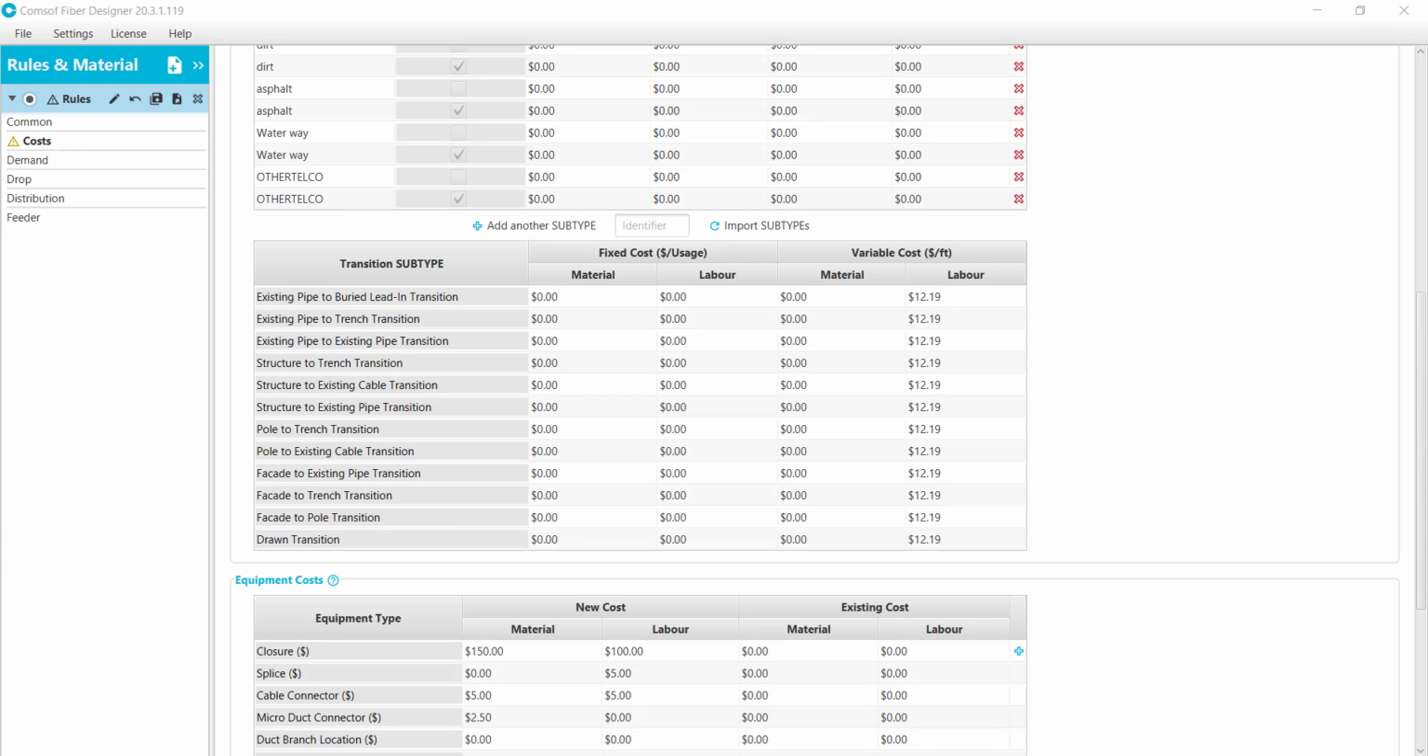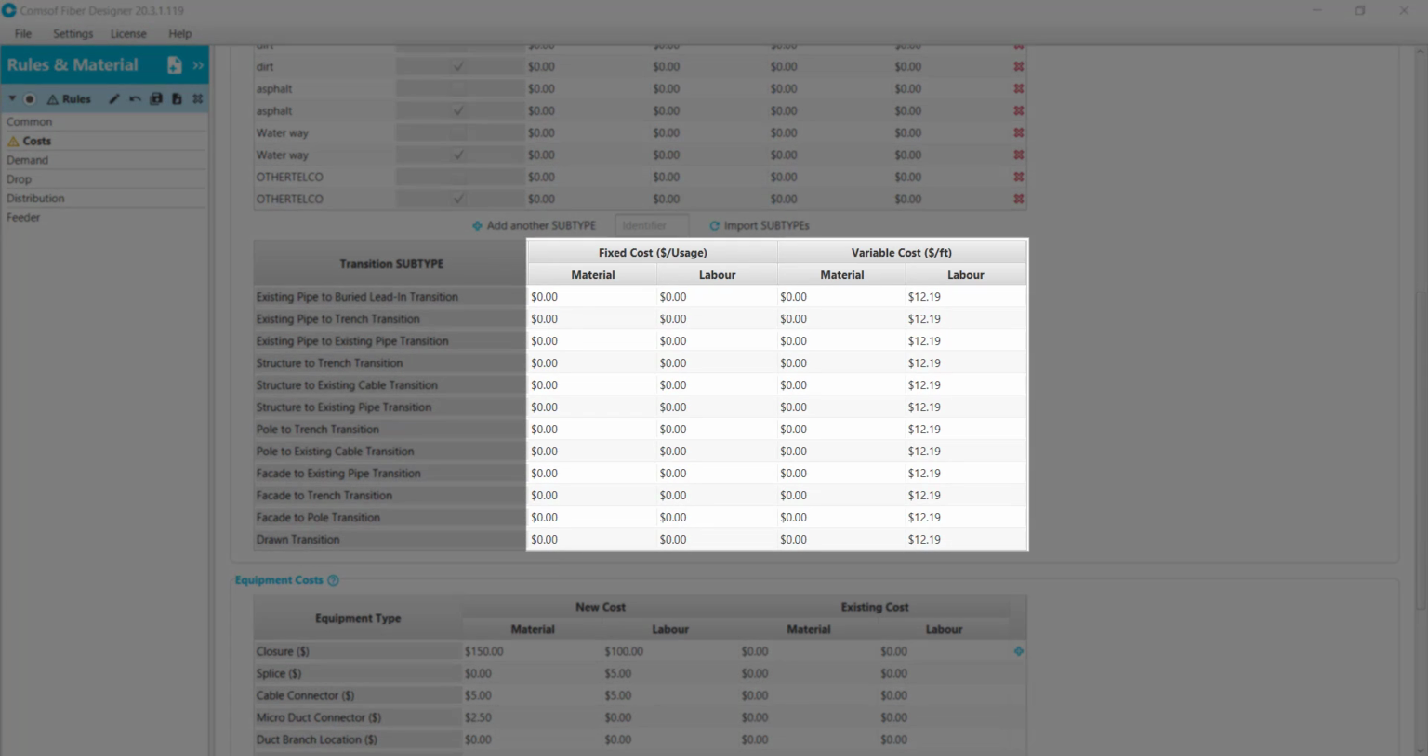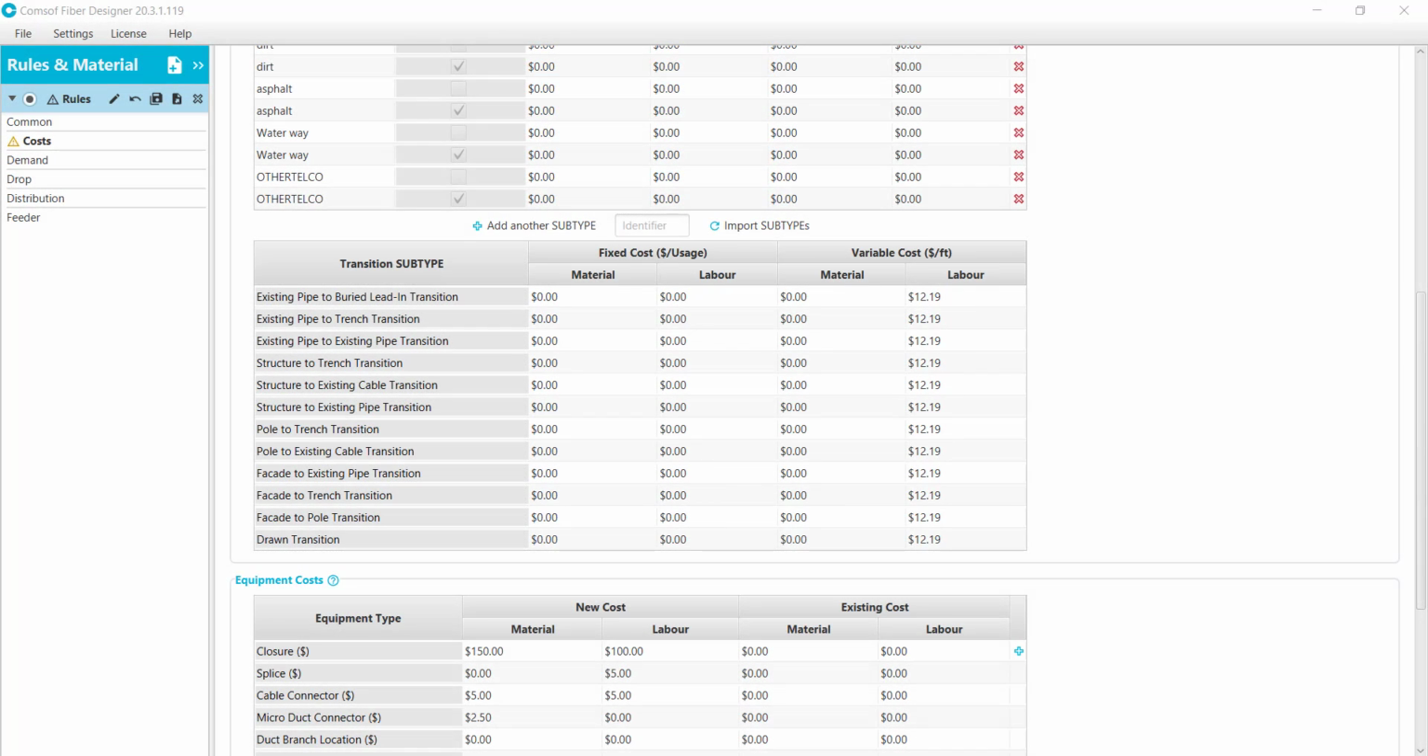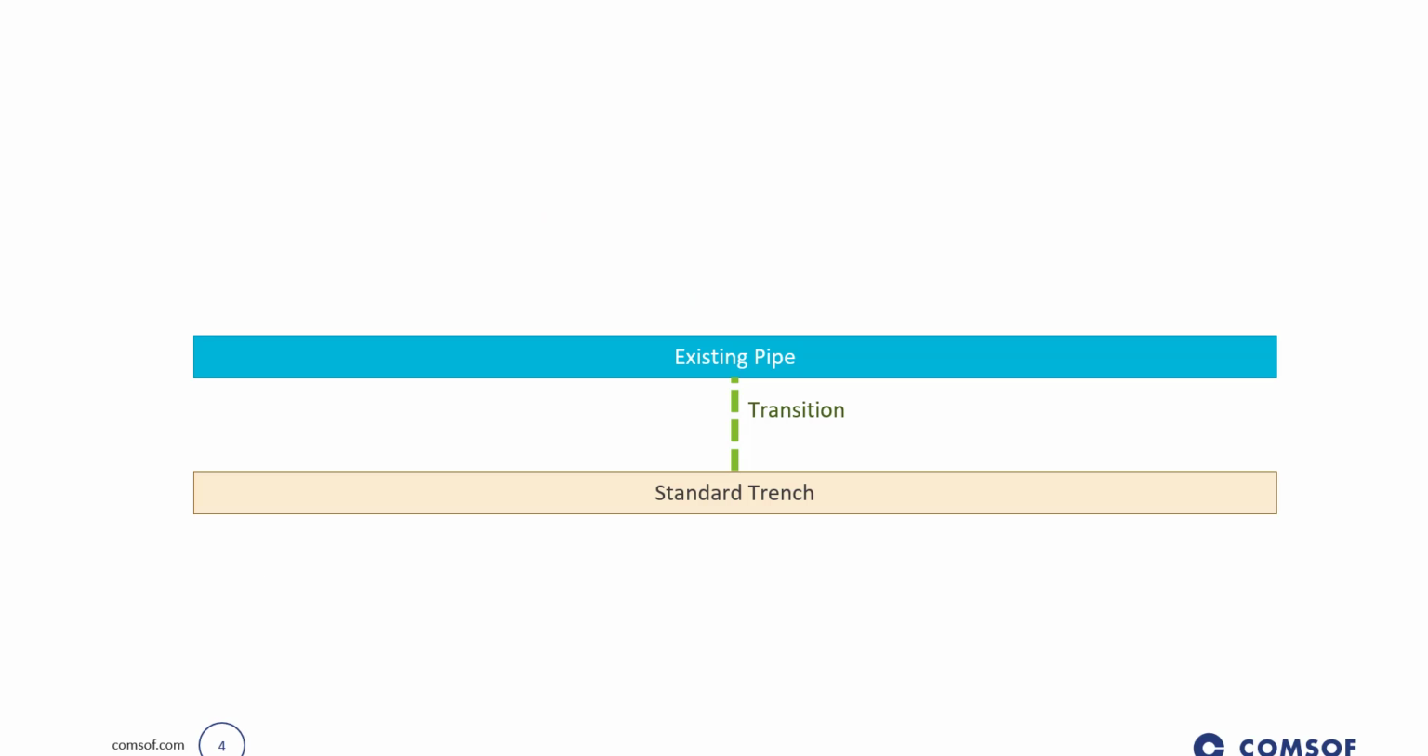It's important to pay attention to the costs to use transitions. Transitions connect different network elements together, like an existing pipe to a new trench, or a manhole to a trench. By default, they have a cost of $12.19 per foot. But you will want to change that. Let's look at an example.